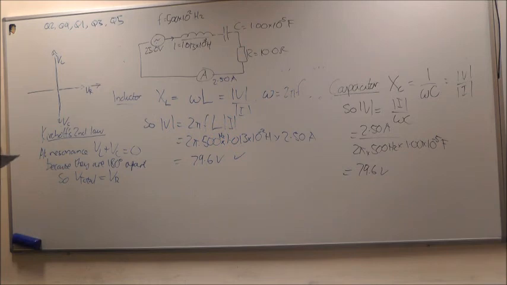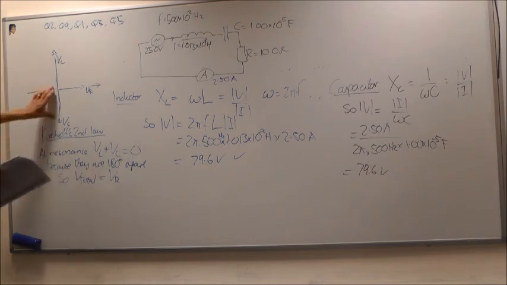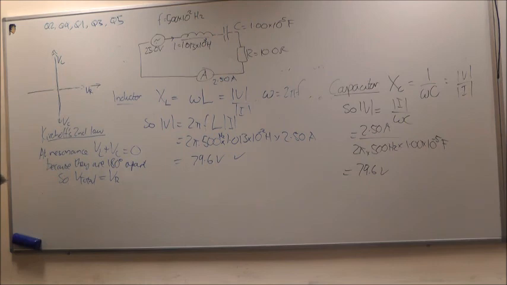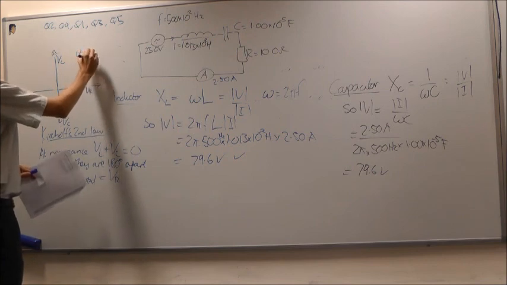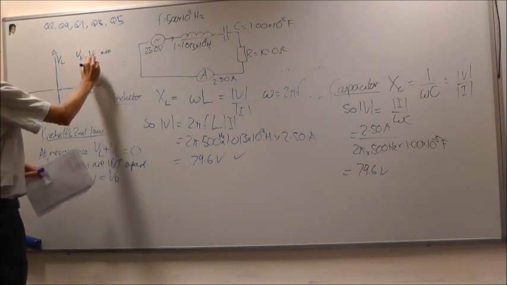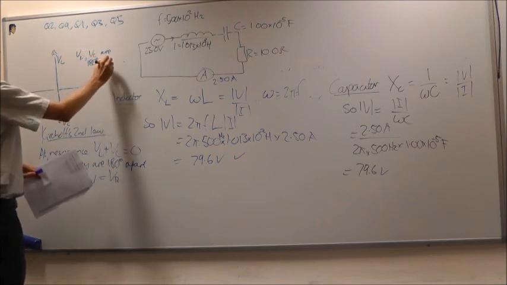Right, let's go on to part B. I've done our old part, show that the voltages at resonance are both 79.6 and explain why voltages larger than the source voltage are created. So the key to it is that these are not in phase, 180 degrees apart. Let's write that down. VL, VC are 180 degrees apart.